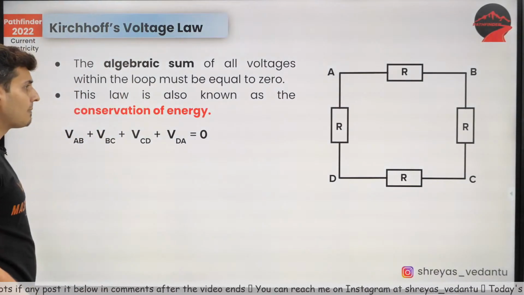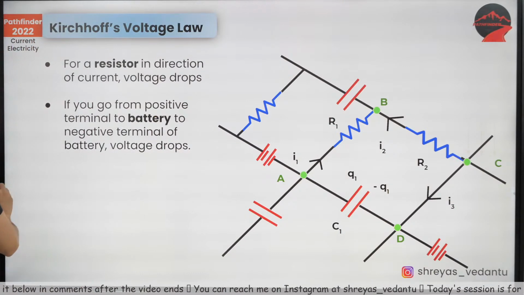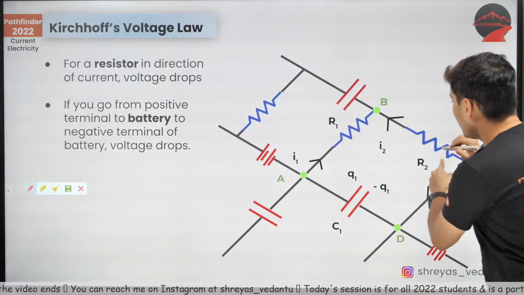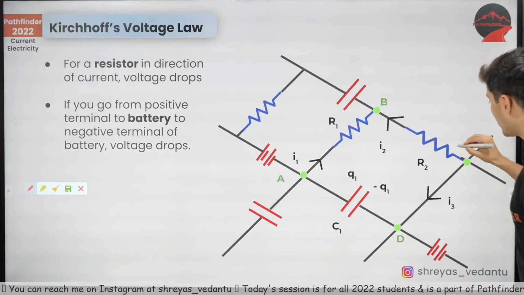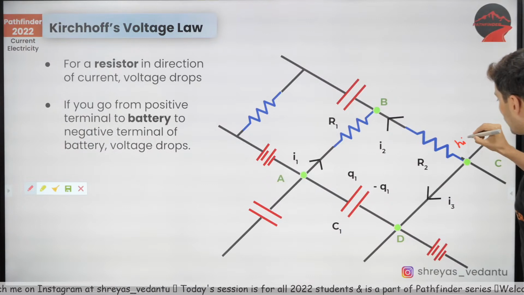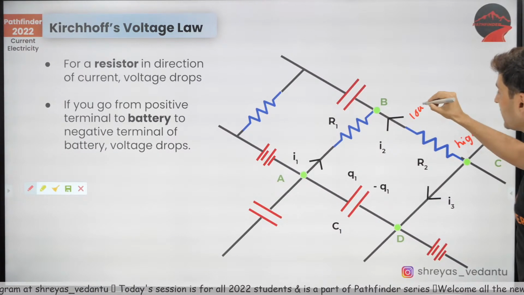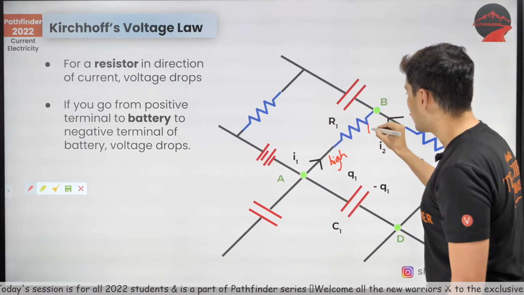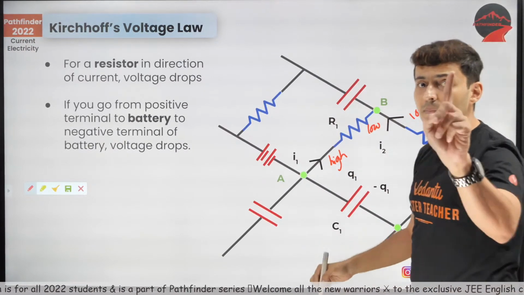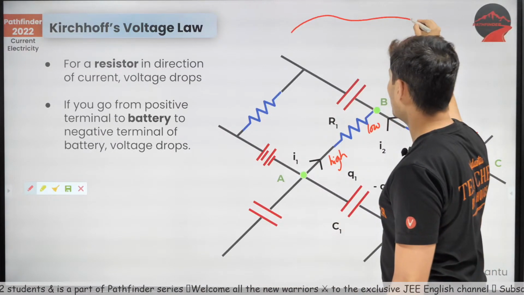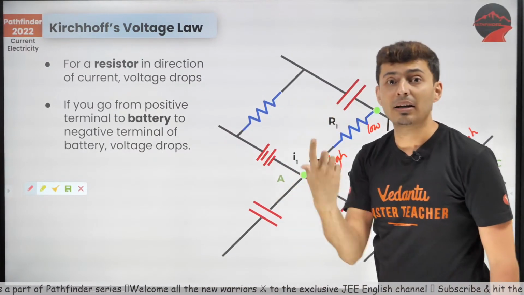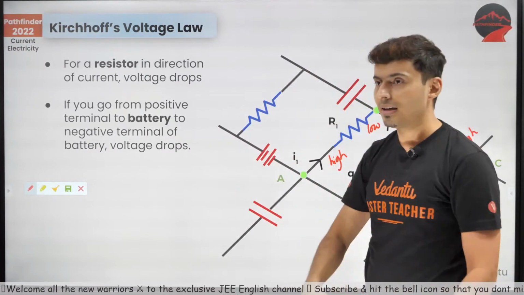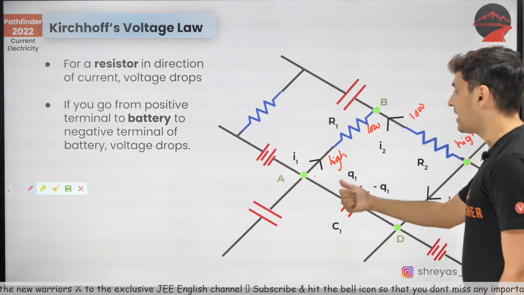Now remember one simple logic. Whenever you have resistors, the voltage drops in the direction of the current. So if this is the resistor and the current is this way, then this will be high voltage and this will be low voltage. Why is this important? Because while you're traveling in a loop and you encounter a resistance, whether you should add the voltage difference or whether you should subtract depends on how you are traveling and how the current is moving.